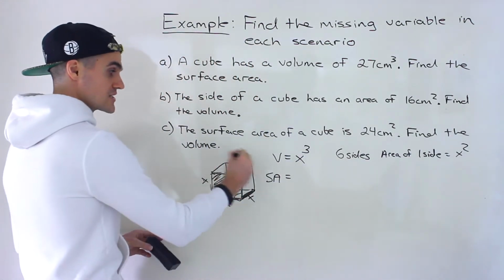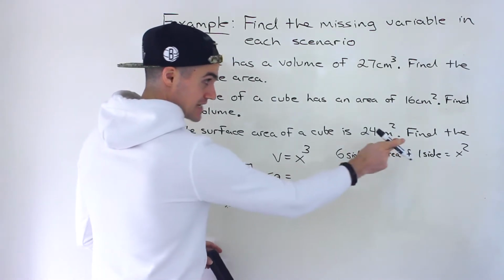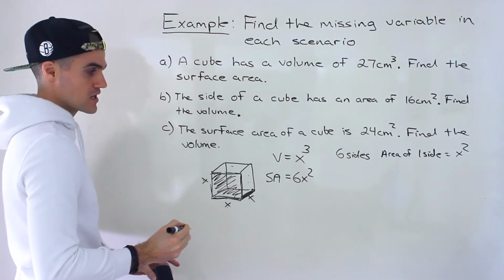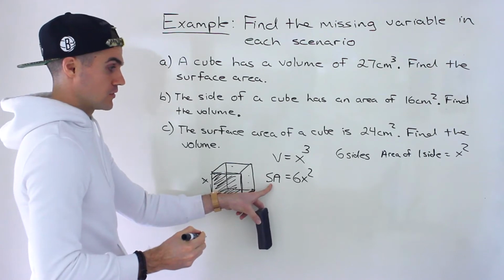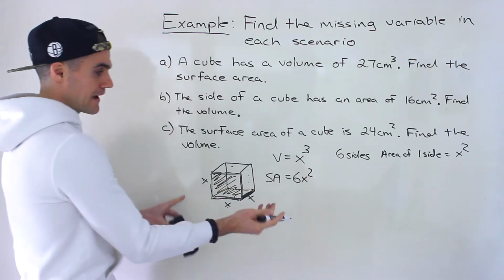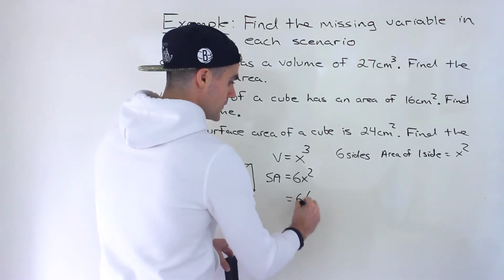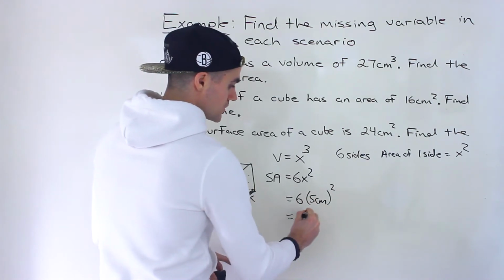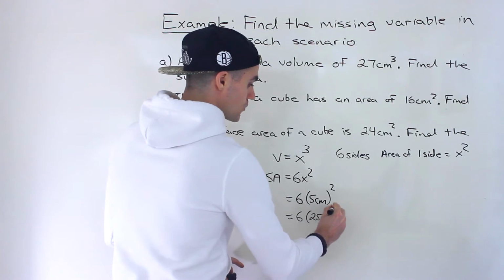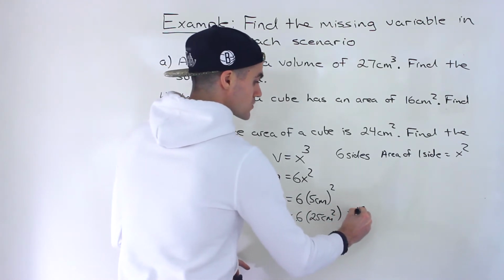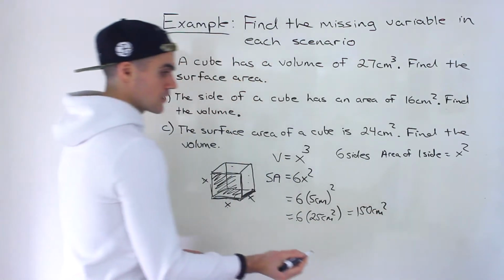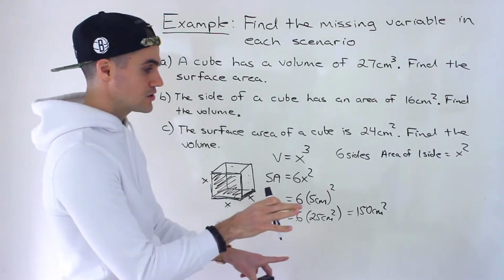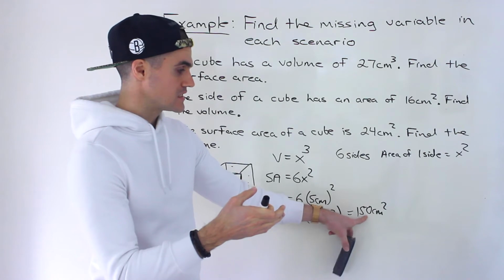Well, because there are 6 sides, we're going to take that area of one side and multiply it by 6, so it'd be 6x squared. That's the surface area formula for a cube. So going back to that previous example, if we have a length of 5 centimeters, well, 5 centimeters to the power of 2 gives us 25 centimeters squared, and then 6 times 25 centimeters squared would give us 150 centimeters squared. So a cube that has a length of 5 centimeters has a surface area of 150 centimeters squared.